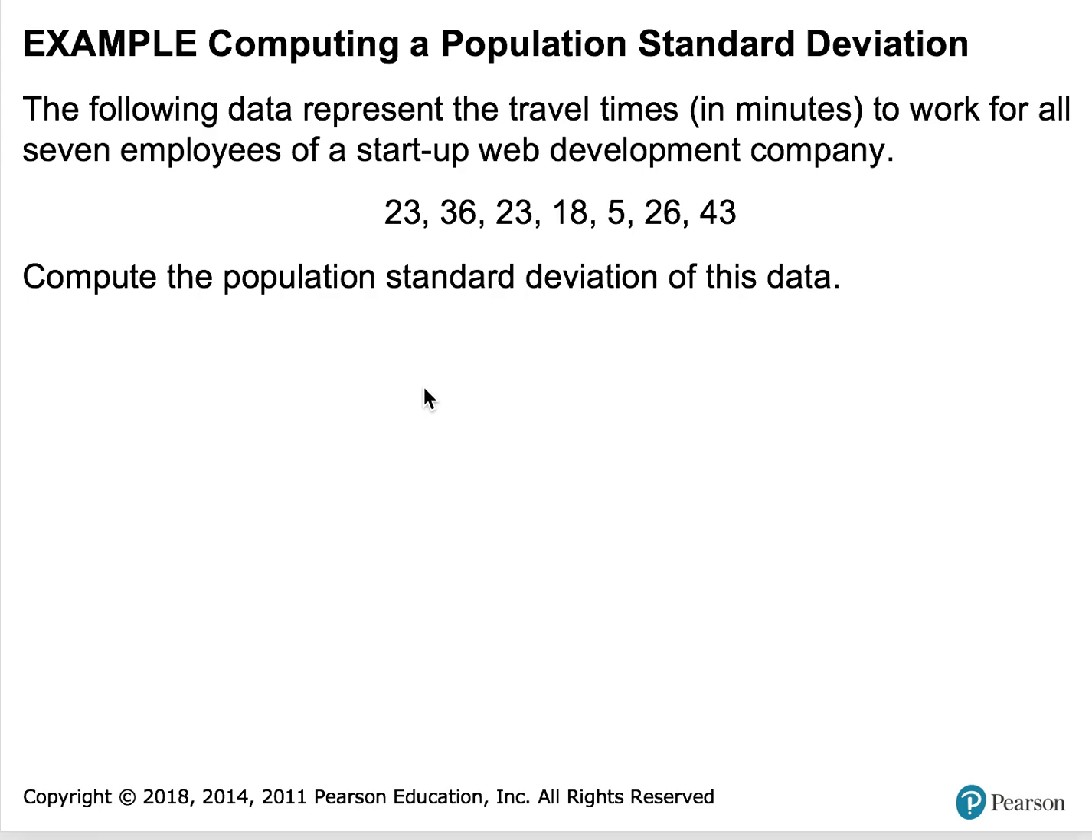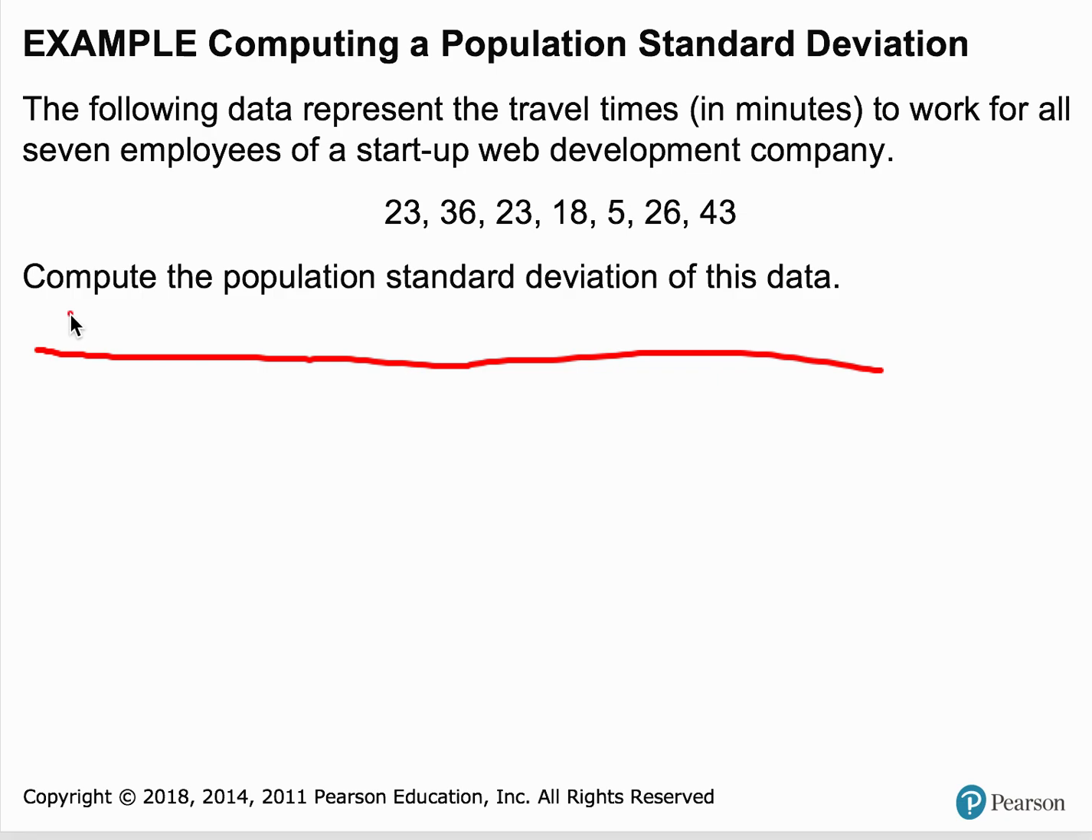All right, let's look at an example of that. It says the following data represent travel times in minutes, again, to work for all 7 employees of a startup web development company. Compute the population standard deviation of this data. So I need a table to do that. If I just have a few, I'm going to do it in a table. In a minute, we'll talk about how I'm going to do that on the computer, but on the calculator.